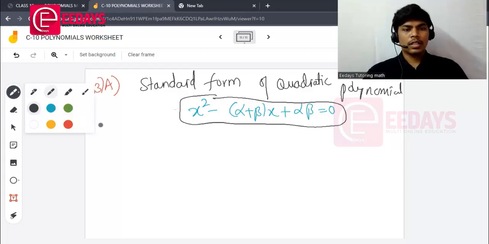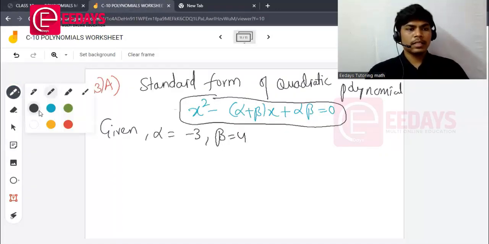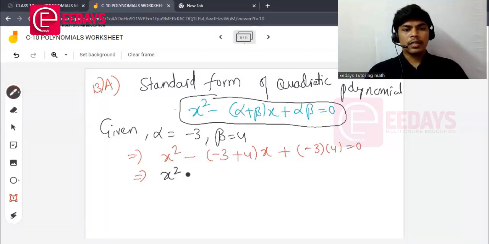What are the given values? Given alpha is equal to minus 3 and beta is equal to 4. Substitute over there and tell me the answer. In the place of alpha, we substitute minus 3, plus 4 into x plus minus 3 into 4 is equal to 0. We will get x square, 4 minus 3 we are getting 1, so 1x, plus minus 3 fours are minus 12. So finally, we get x square minus x minus 12 is equal to 0.